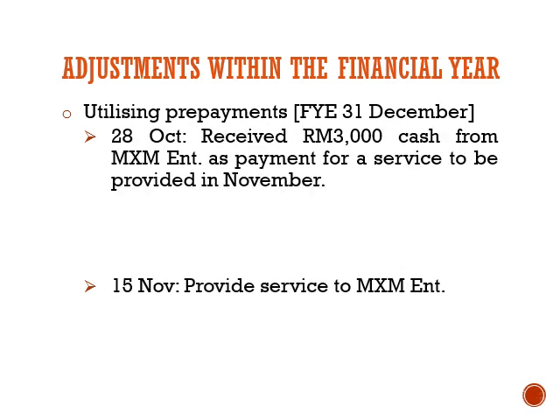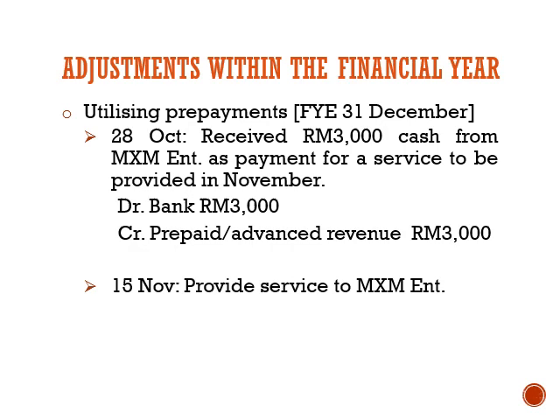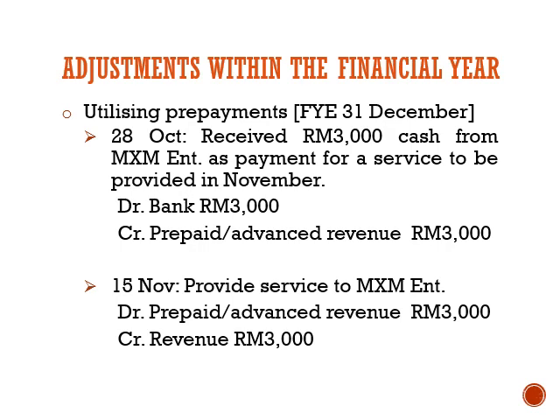Now say on the 28th of October, the entity received 3,000 cash from its customer for service to be rendered in November. It records the receipt of cash by debiting bank and recognizes a prepaid revenue. On 15th of November, when the entity actually provides the service, it recognizes the revenue by crediting revenue and debiting prepaid revenue received in the previous month. Again, the adjustment for the prepayment is done before the end of the year.